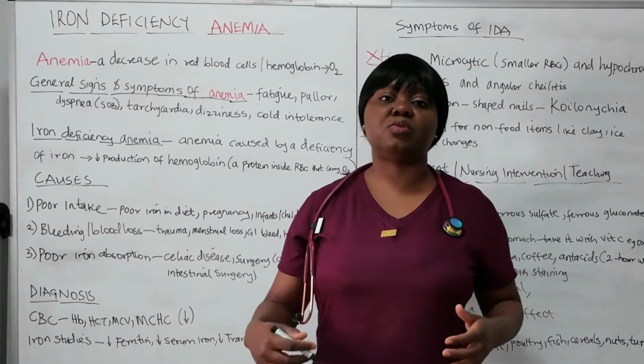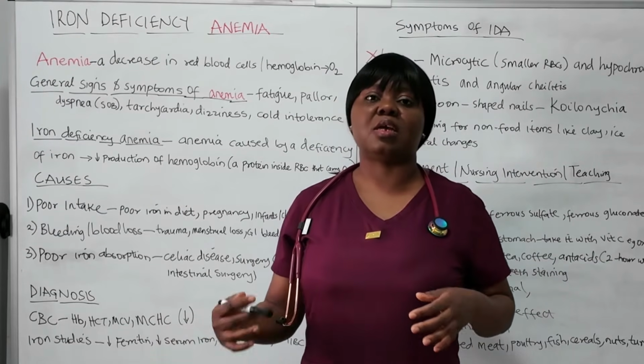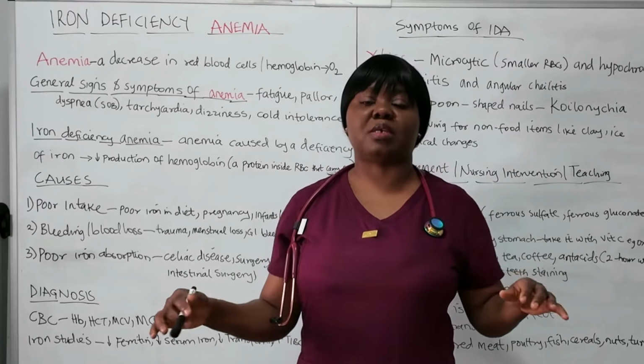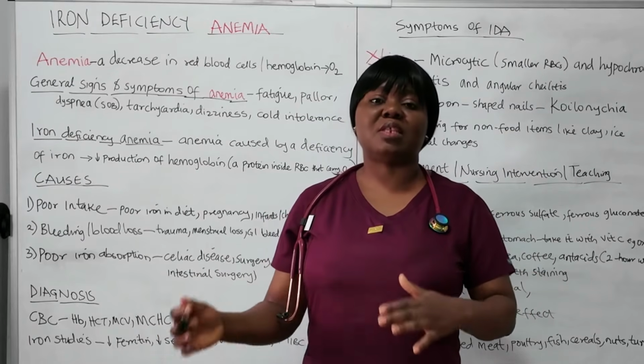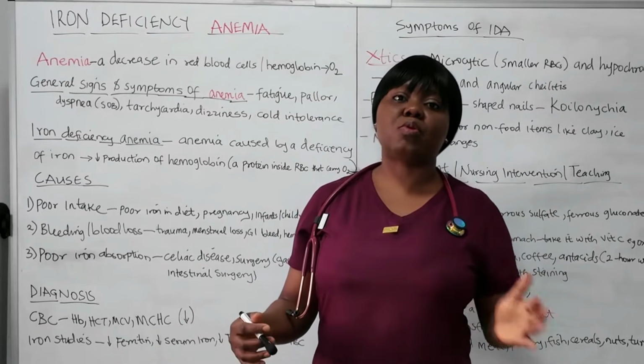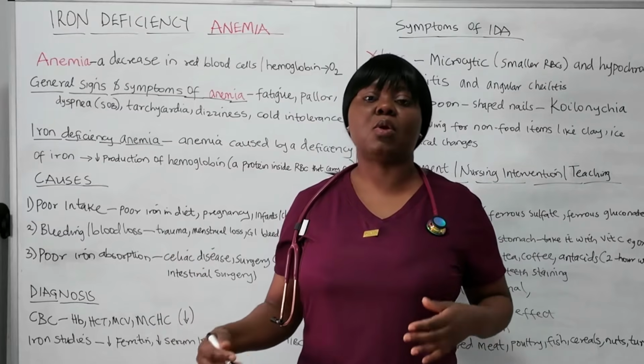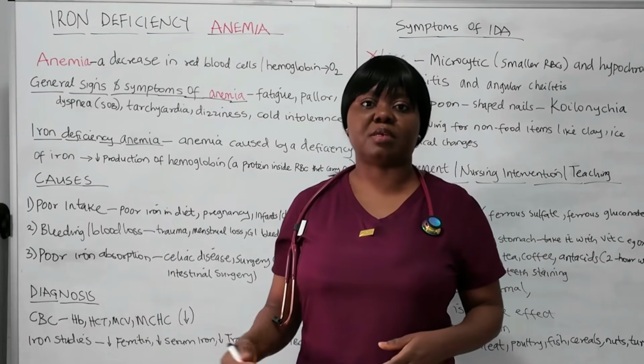The normal range is 32 to 37 grams per deciliter. So that's what we call normochromic. That means it's normal. But if it's less than 32, we are looking at hypochromic. If it is greater than 37, we are looking at hyperchromic.